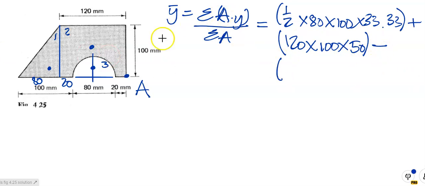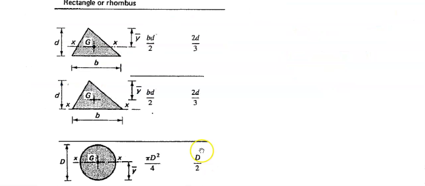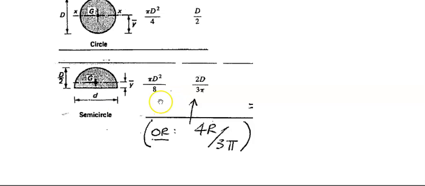So what's the area for the semicircle? The formula for the area of a circle is pi r squared, but that's a semicircle, so it's half pi r squared. What's the radius? The radius is 40. Half pi r squared times y. And what's y? Y is the distance from the centroid, which is there, down to there. If you go to the table of section properties, the distance for us is 4r over 3 pi.